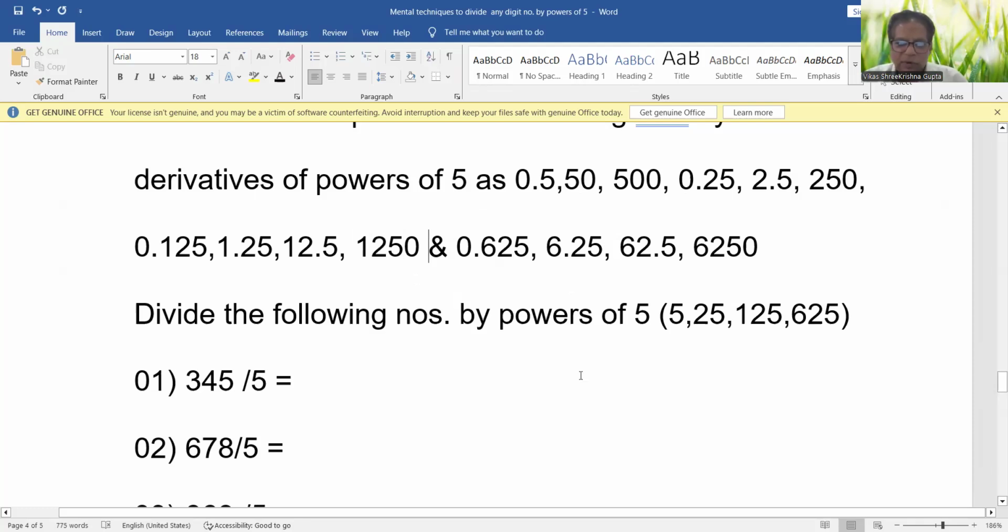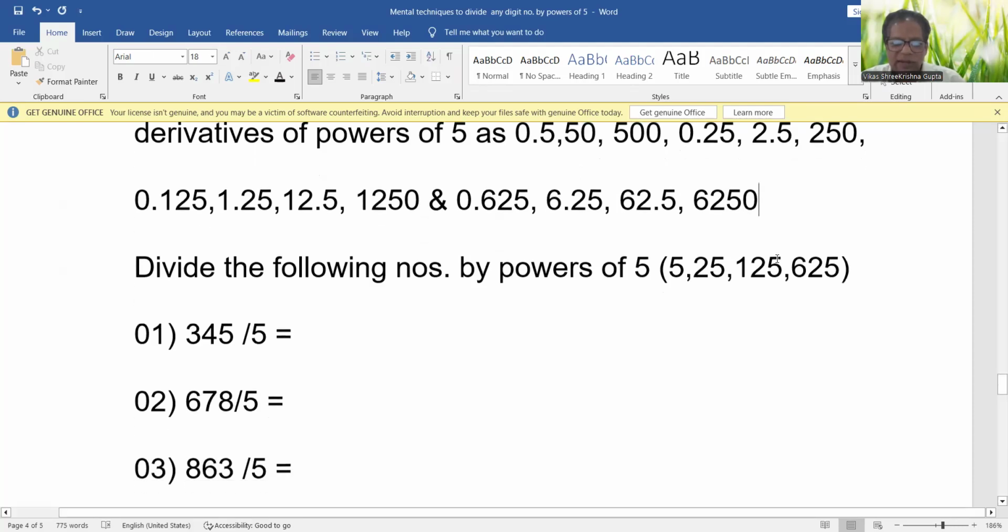Again, over here, suppose you have to divide by 6250. What you do is first divide the number by 625, and then whatever answer you get, you again divide that number by 10, because 6250 is equal to 625 into 10. So again divide the answer by 10 and you get the answer of division by 6250. So it is very easy, very fast.